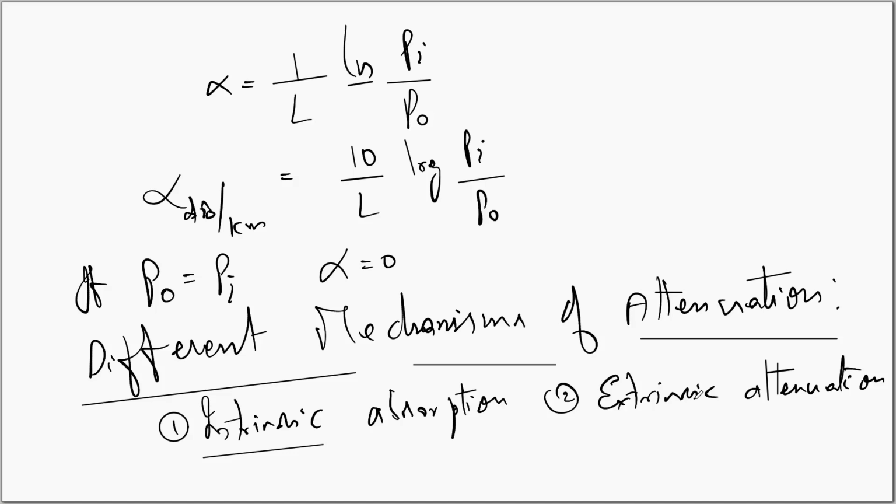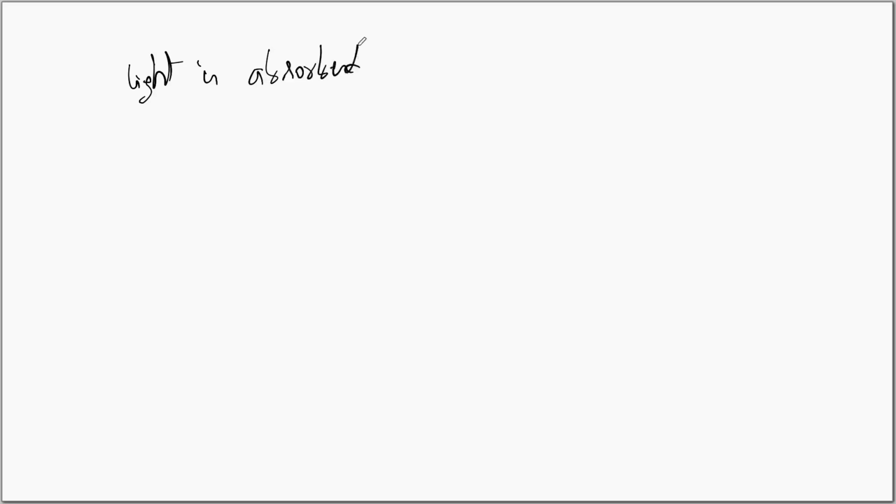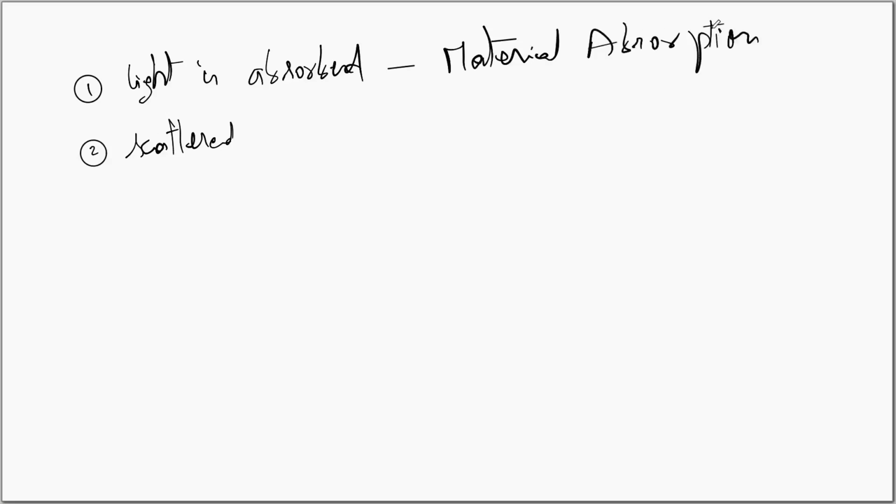Now we shall look at the intrinsic attenuation mechanisms. When the light propagating through the optical fiber encounters an impurity, either light is absorbed or light can be scattered. The light absorption is called material absorption, or attenuation due to the material, and the scattering component is called Rayleigh scattering.